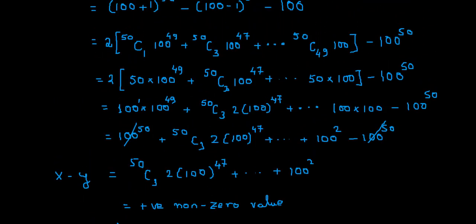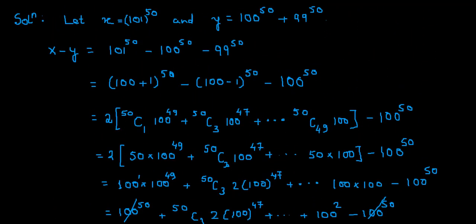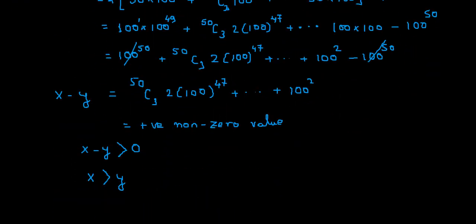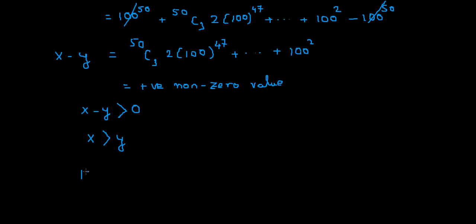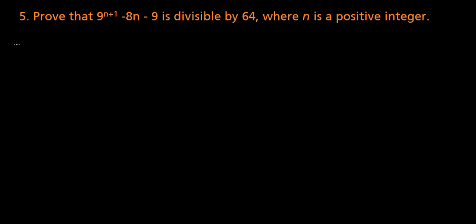Our initial assumption was that x is 101 raised to the power of 50 and y is the other two terms. So we can say 101 raised to the power of 50 is greater than 100 raised to the power of 50 plus 99 raised to the power of 50. Yes, so this is how we can prove this particular question with the help of binomial theorem. This is another proving question.